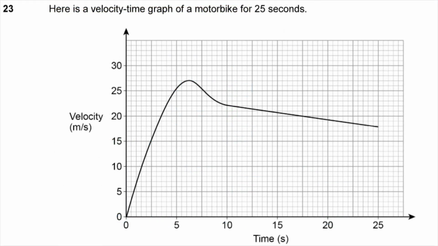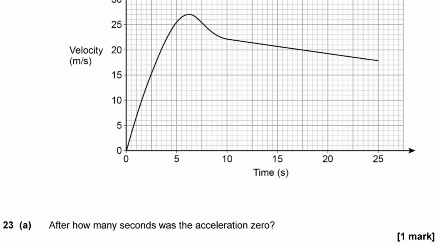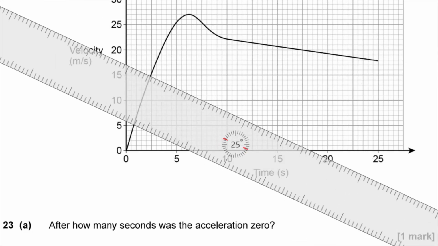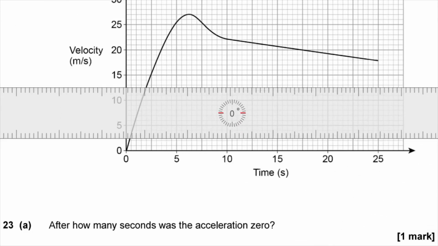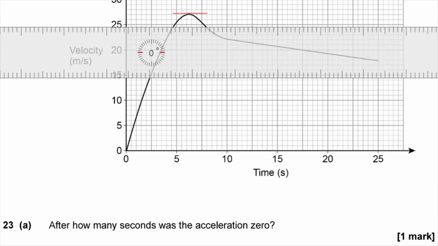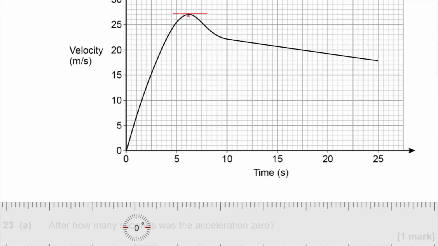Here is a velocity time graph of a motorbike for 25 seconds. After how many seconds was the acceleration 0? Okay, well the acceleration is going to be the gradient of the velocity time graph, and the acceleration is 0 when the graph is flat. So you can see, where is it flat? It's going to be flat here at this point, or more in particular right in the middle of there. So at that point there, look, it's flat.